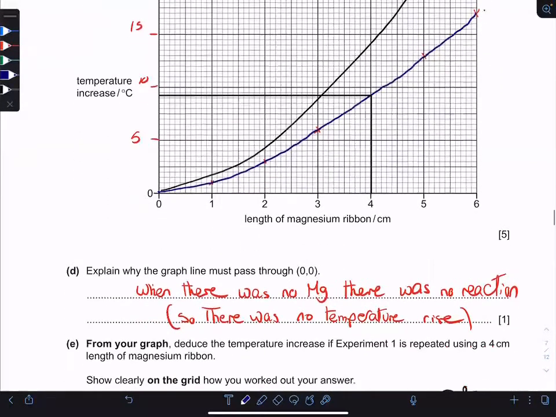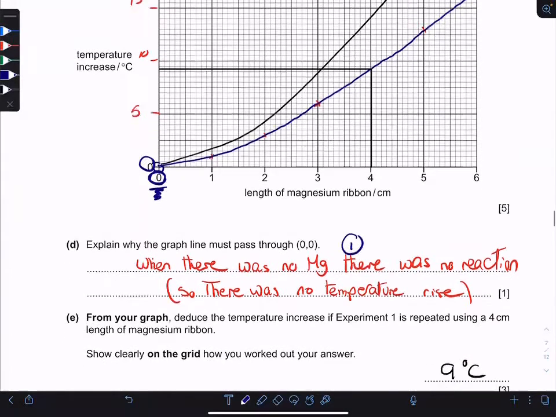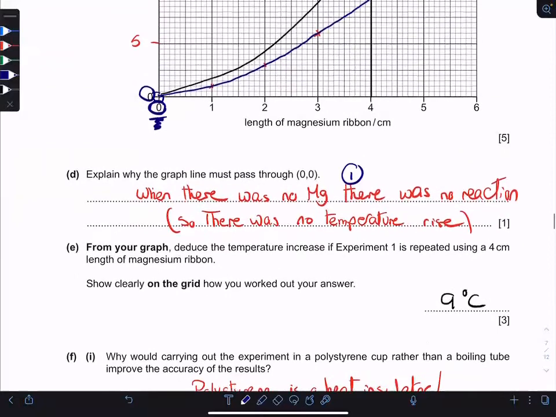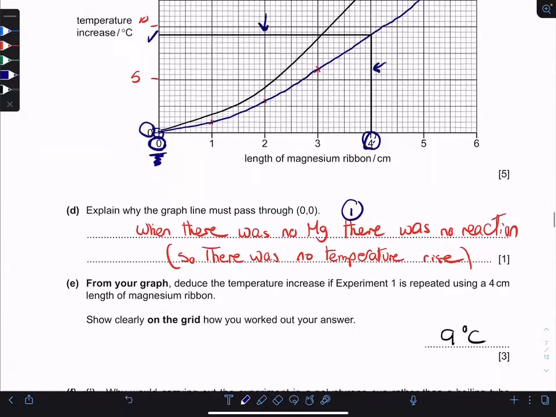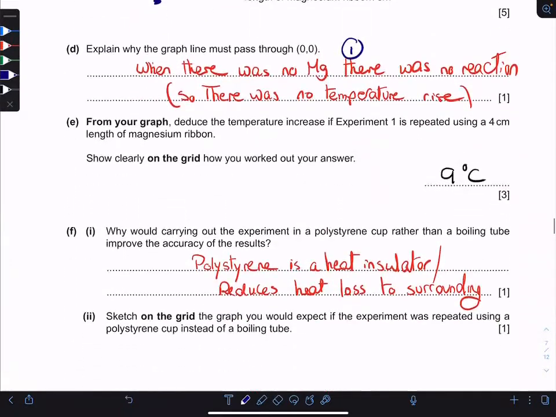Then explain why the graph must pass through the origin. The graph must start through the origin because if there is no magnesium, there is no reaction. I should indicate that if there is no magnesium, no temperature rise will happen. If there is no magnesium, there is no reaction. From your graph, deduce the temperature if I repeated experiment 1 using 4 centimeter length of magnesium ribbon. You will show your working by these lines, and you will read the y-axis, which will be around 9 degrees Celsius.